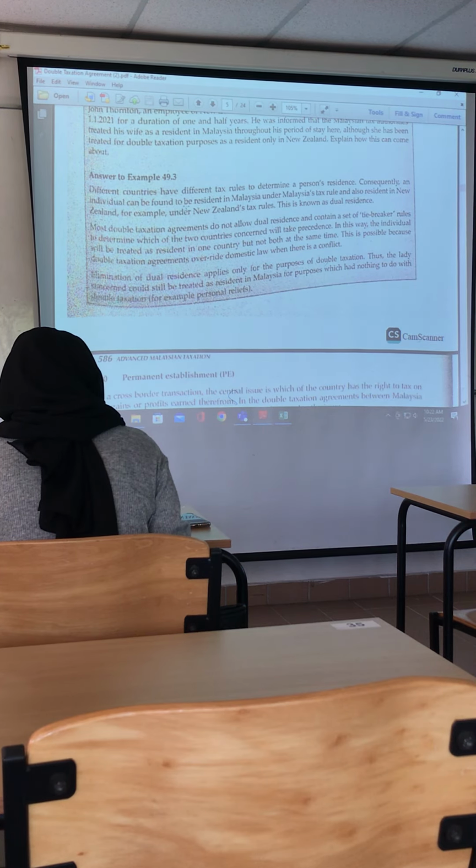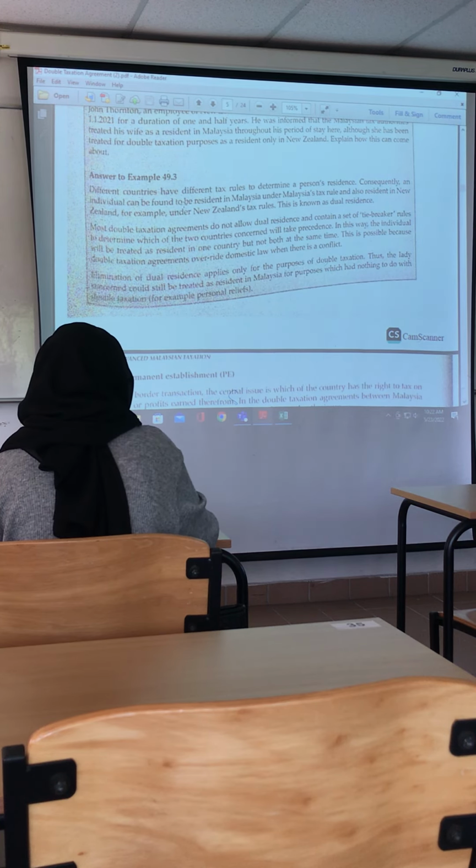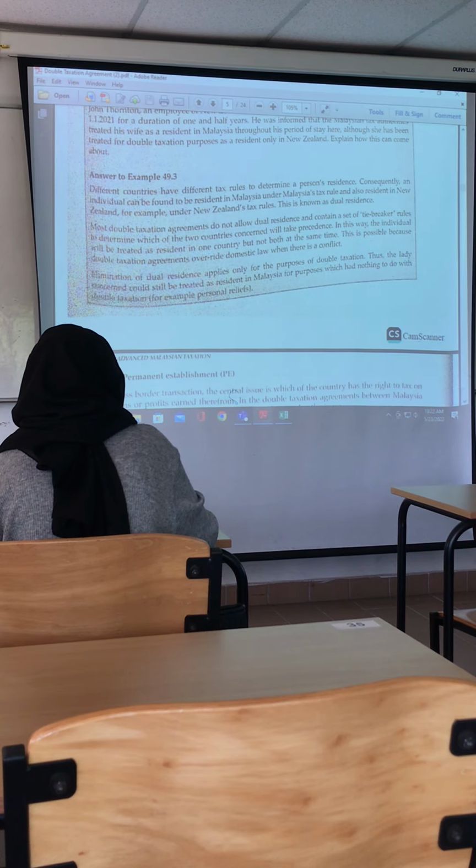This is possible because the double tax agreement overrides domestic law where there is a conflict. I mentioned last time, domestic law is domestic, and the DTA is at the international level. So whenever there's a dispute, you have to refer to the double tax agreement. Allocation of dual resident applies only for the purpose of double tax. Thus, the lady concerned could still be treated as resident in Malaysia for purposes which have nothing to do with double taxation. For example, personal relief, you can still claim your relief because you are a resident.